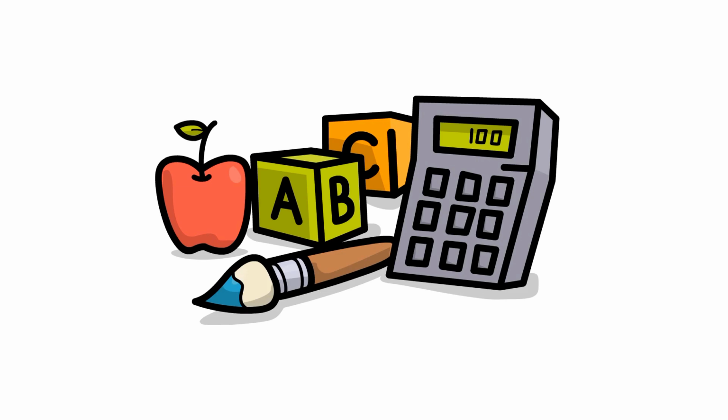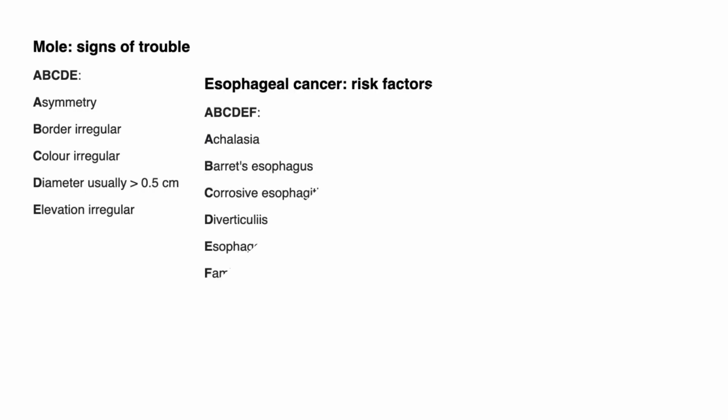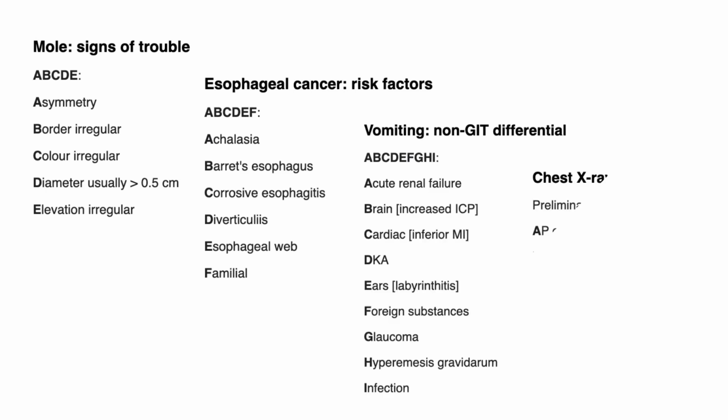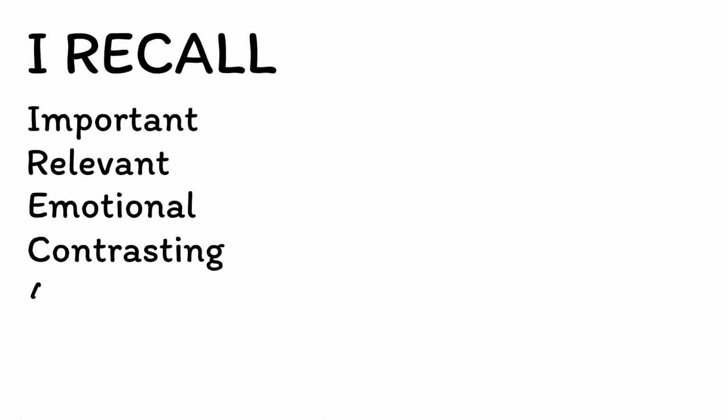A common one in medicine is the acronym ABCDE, or some variation of it, which has been used for determining if a mole is cancerous or not, listing the risk factors for esophageal cancer, coming up with the differential for vomiting, and interpreting chest x-rays, among others. This makes it easy to confuse the letters in one mnemonic for those in the other. Instead, try for sharp, focused mnemonics that will contrast well against other topics and not get easily confused.